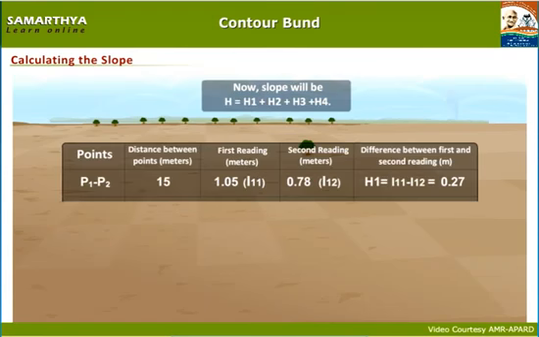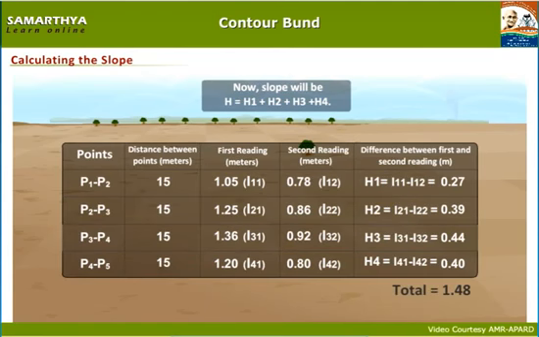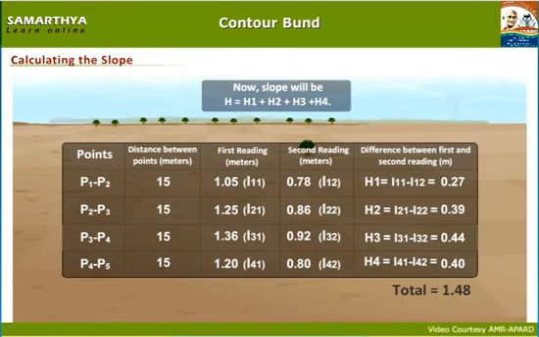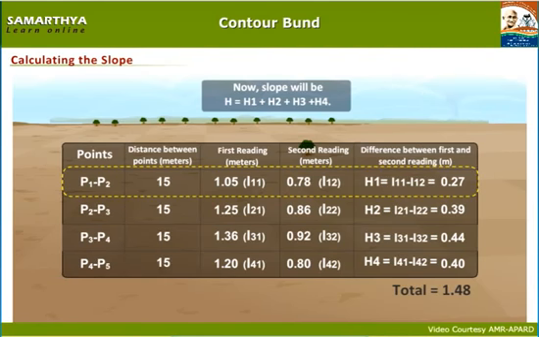Let us tabulate the above readings. Points P1 to P2. Distance between points in meters. First reading in meters. Second reading in meters. Difference between first and second reading in meters. P1 to P2: 15, 1.05 meters, 0.78 meters, 0.27 meters.